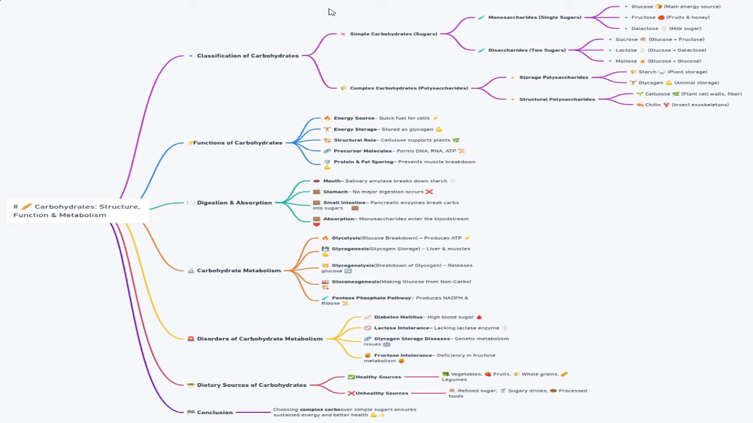Right, so that's just a summary of how we remember carbohydrates based on the mind map. Continue with the rest later.